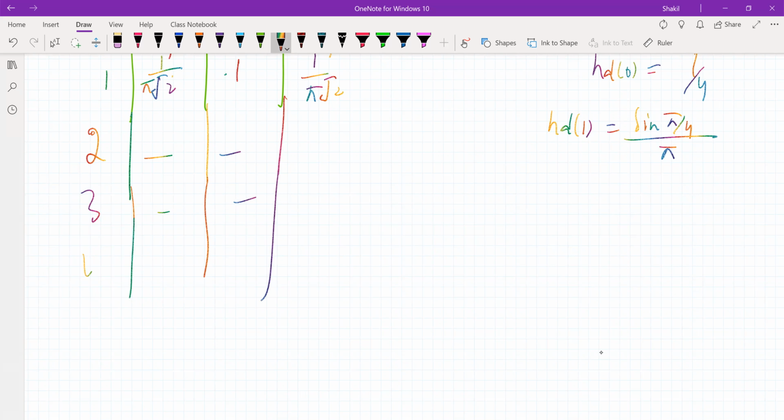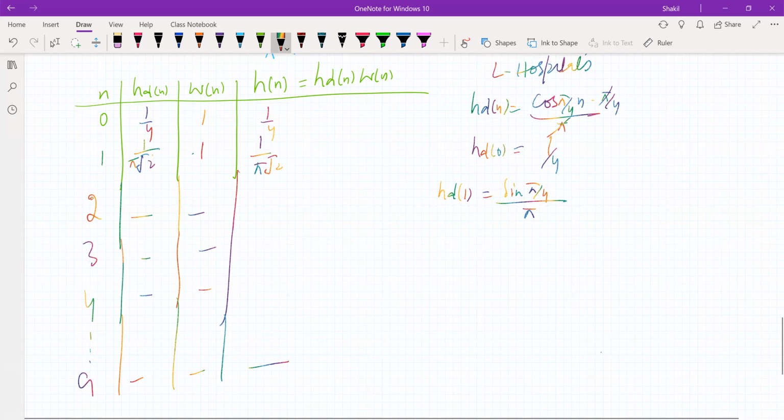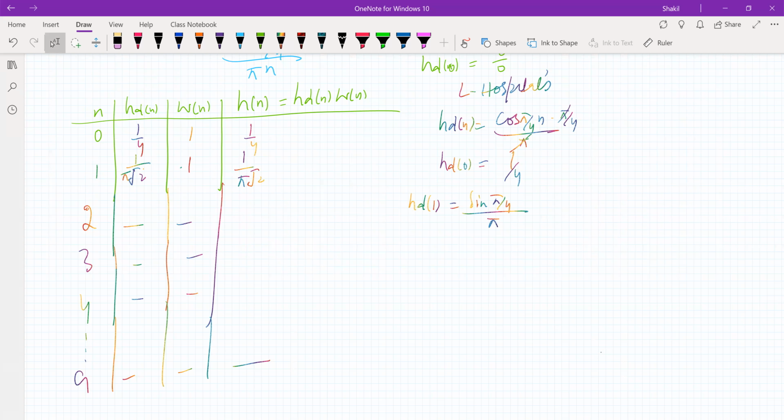Put n equal to 4, get the value, and so on up to 9, and get the values of this. So this is our finite FIR filter obtained by using the windowing technique. This is one window that we can use.